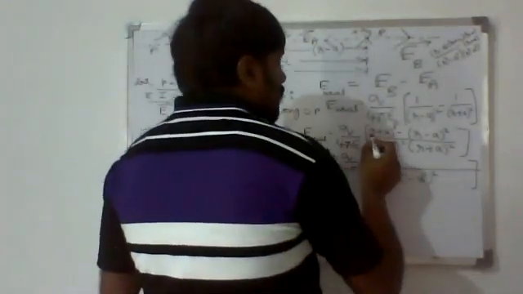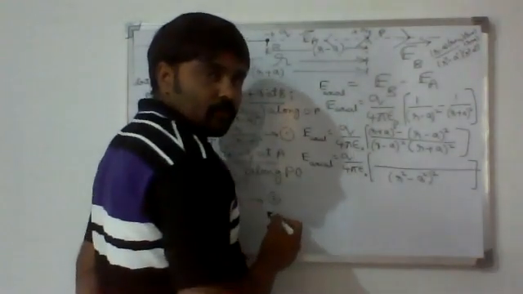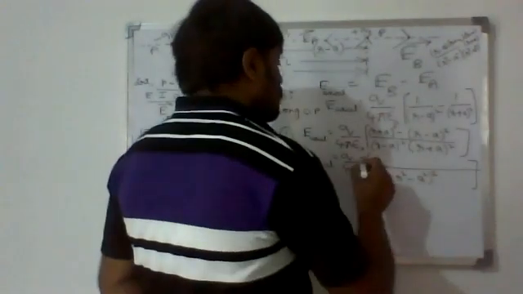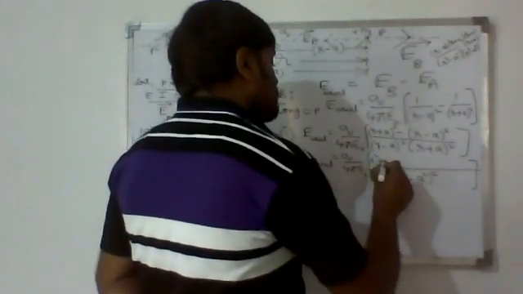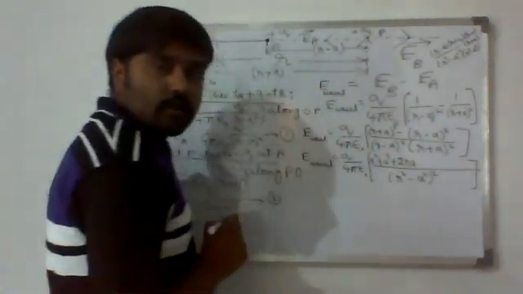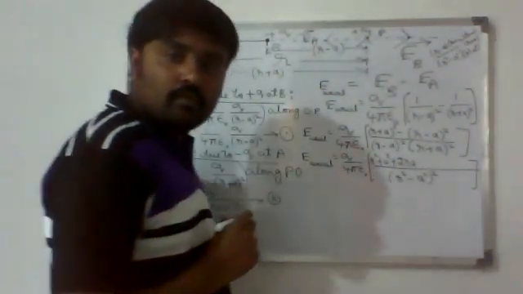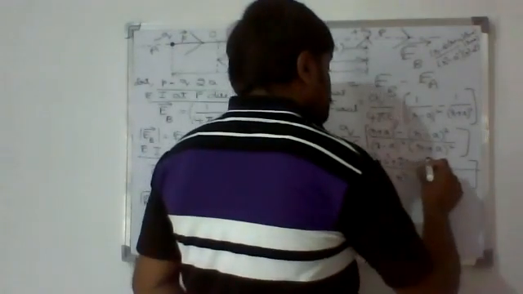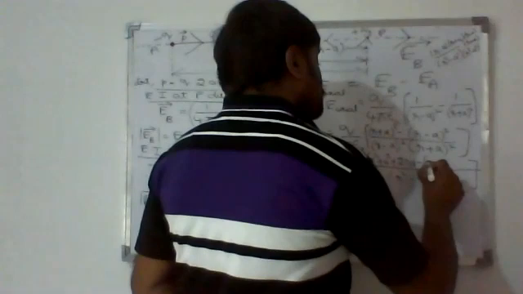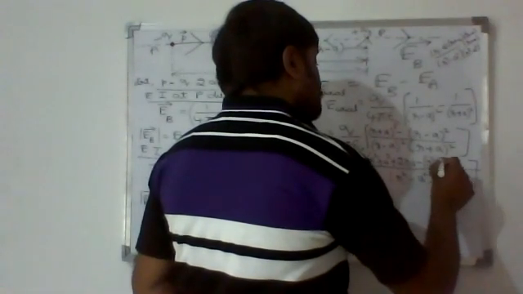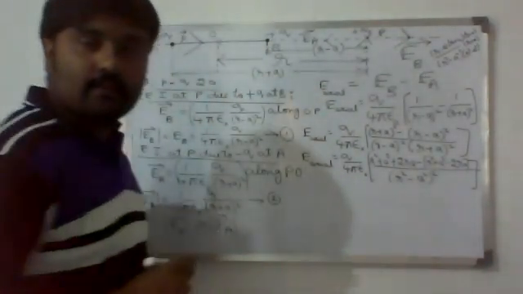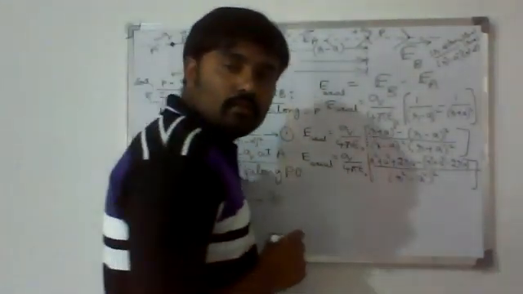So (R plus a) whole square. What is the formula of (R plus a) whole square? It is very simple: R square plus a square plus 2Ra. So minus of here, (R minus a) whole square is R square plus a square minus 2Ra.